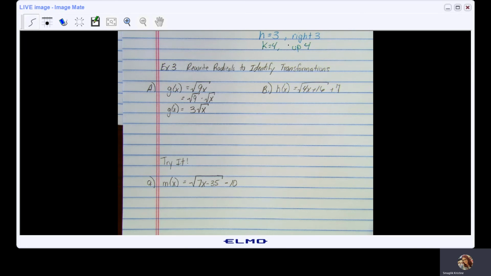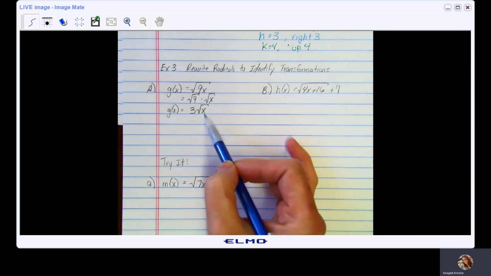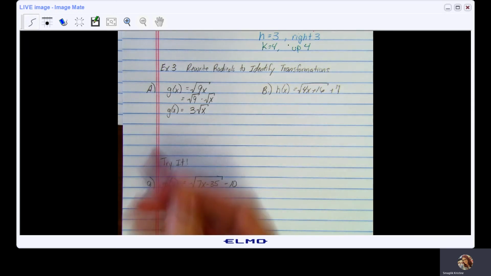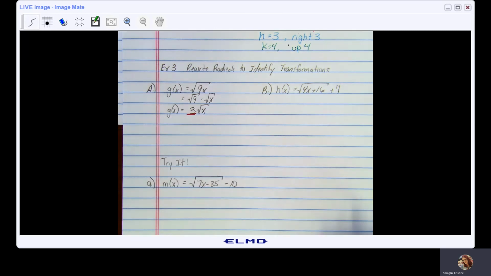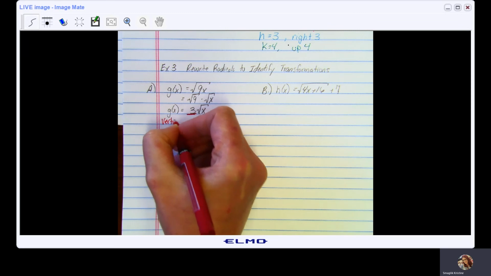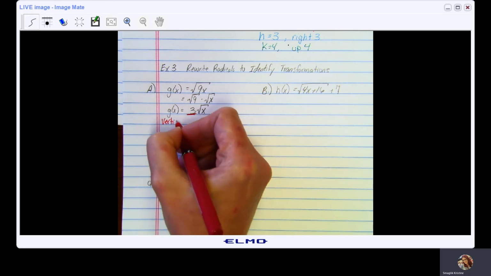And again, remember, these are equivalent functions. They would produce the exact same graph, but now here I can easily see my transformations. I can see that I have an a value of 3. So this is a vertical stretch of the parent function by a factor of 3.